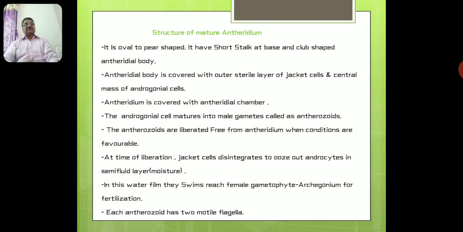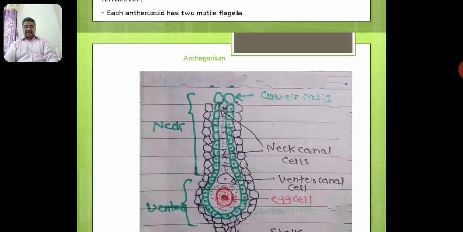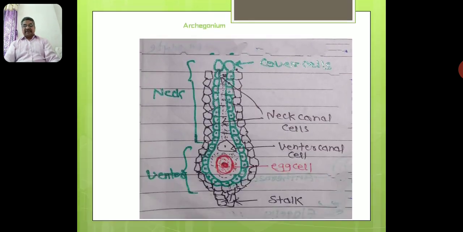Now, structure of archegonium. The archegonium is a flask shaped structure. See the figure, a typical flask shaped structure. It also develops in the thallus tissue. It has three major parts, that is stalk, venter and neck.